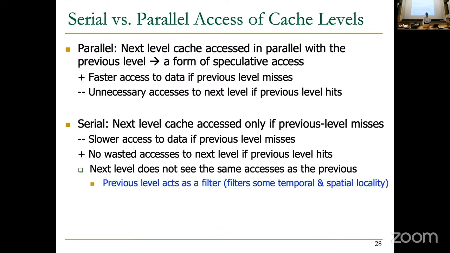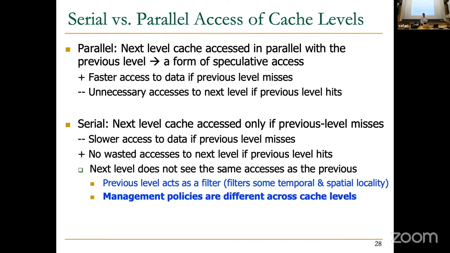Now, this has implications. Essentially, a previous level is acting as a filter. It filters some temporal and spatial locality. So the different locality that's seen in the access pattern is very different across different levels in the end, which means that management policies should be different across different levels, and they are different. This is one of the other reasons why cache management policies differ across these different cache levels.